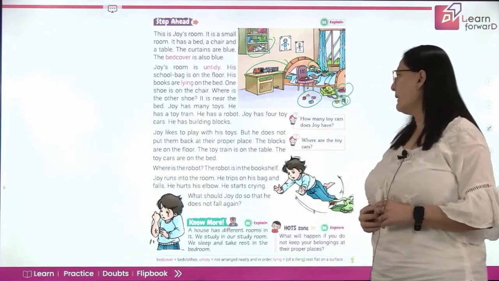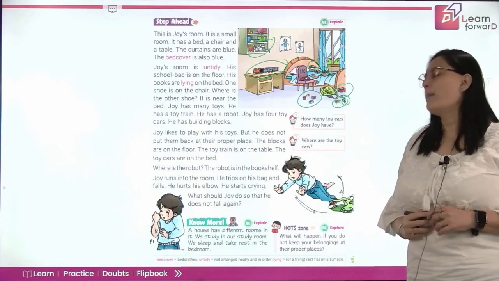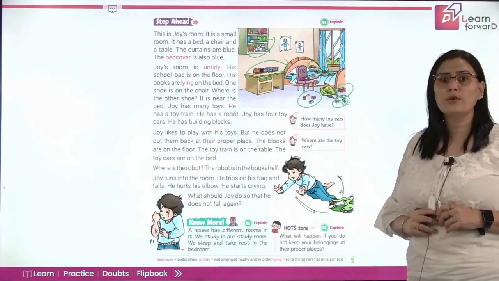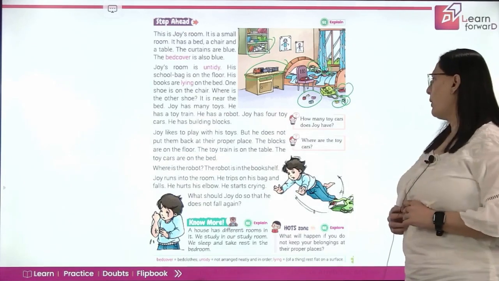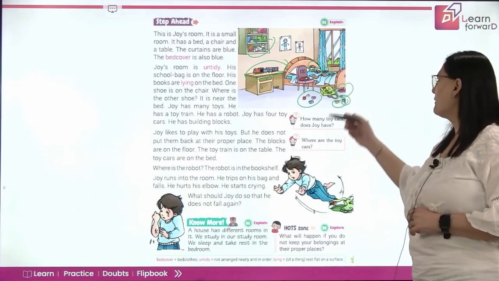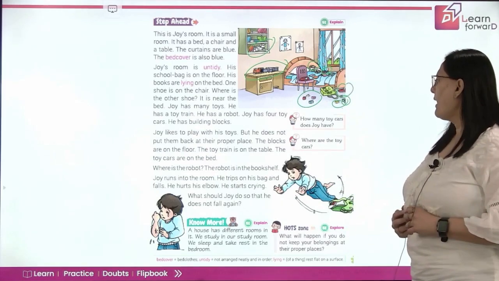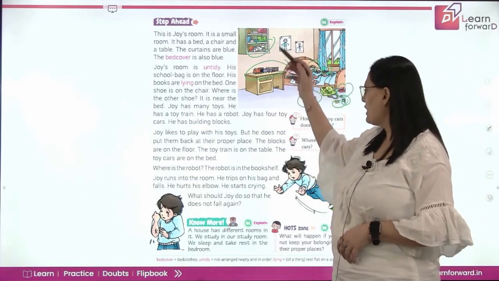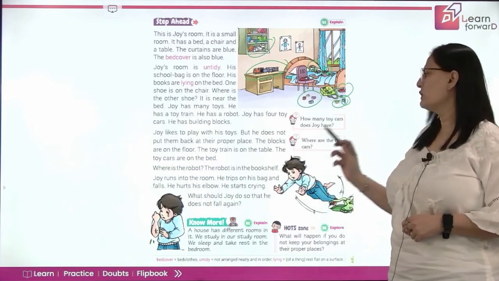Joy likes to play with his toys, but he does not put them back at their proper place, which is a really bad habit. The blocks are on the floor. The toy train is on the table. The toy cars are on the bed. Where is the robot? It is there in the bookshelf.